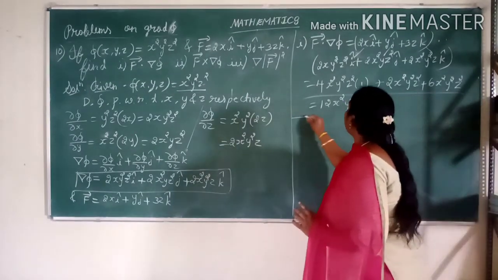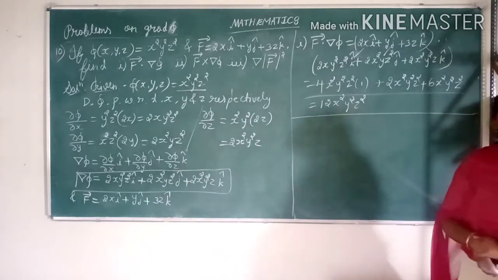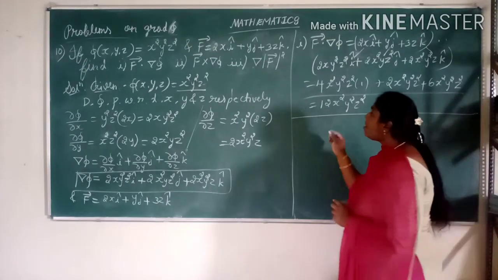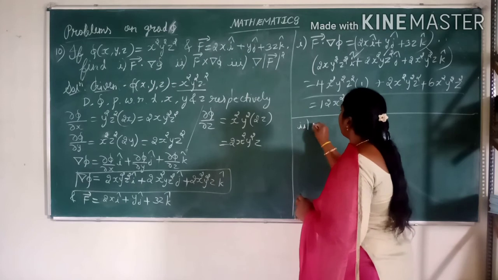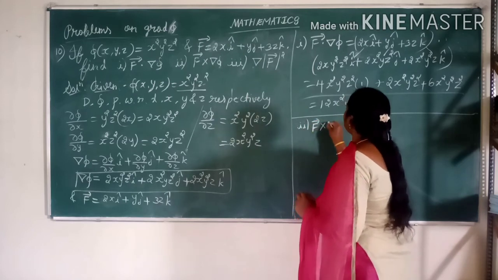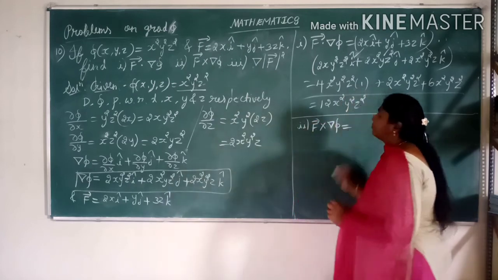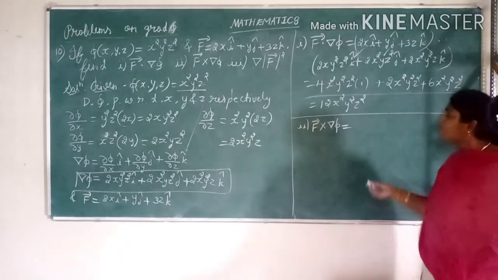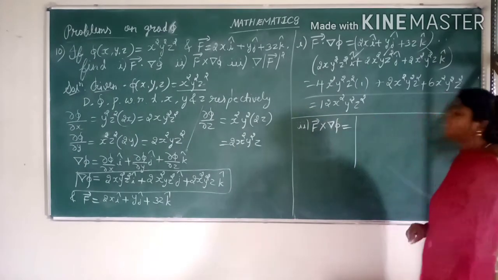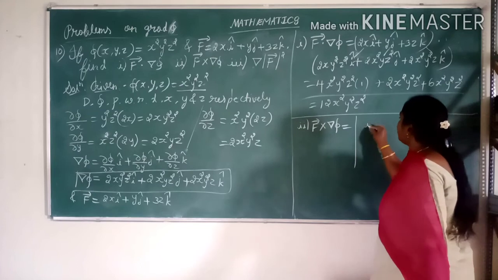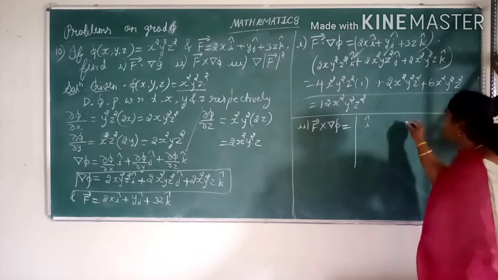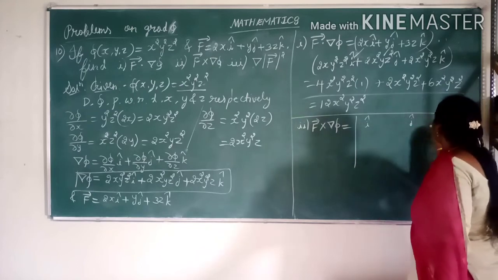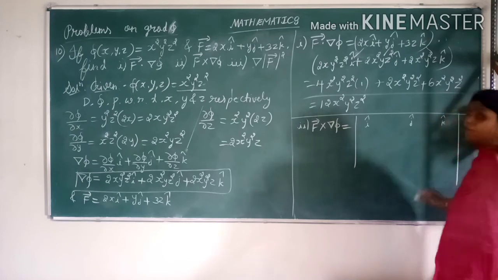Similarly, we want to find the second one. The first one was the dot product, the scalar product. The second one is vector f cross grad pi, the cross product. How do we find the cross product? By using determinants. First, in the first row, you write i, j, k.